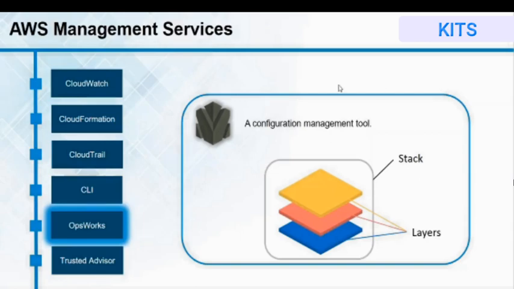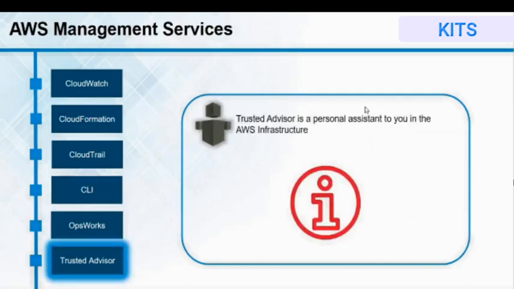All right, let's move on to our next service, which is the Trusted Advisor. Trusted Advisor is just like a personal assistant to you in the AWS infrastructure. So how does it advise you? It advises you on your monthly expenditure. Say suppose there's a best practice, and if you use that practice, you can reduce your expenditure. Trusted Advisor would advise you to do that thing.